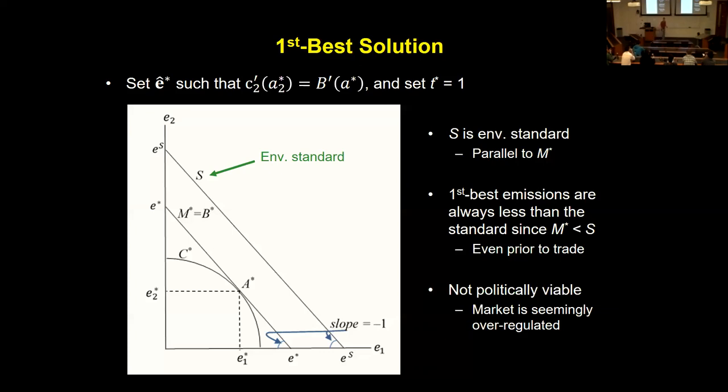And so the first best case, in some sense, isn't really politically viable. If they've already chosen the standard based on some political process that ignores economic thought, there's no way an economist is going to come in and tell them that E star is better, and that even though your standard's here, we should really be here. Nobody's going to go along with over-regulating. They're going to view it as over-regulating because the standard's already been set here, and you're going to make firms incur too many costs if you make them go to this point.